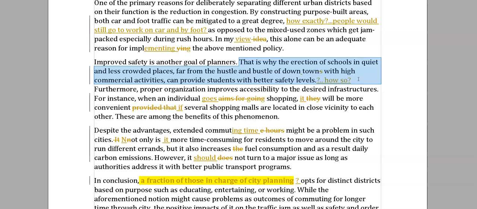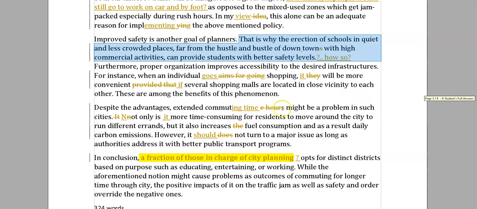Safety from cars or traffic, or safety from fiends and perverts who want to get into a school? What does that mean? It doesn't really explain a lot. Anyway, so there's a few other things here, like you can see as I changed. Now, in conclusion, a fraction of those in charge.